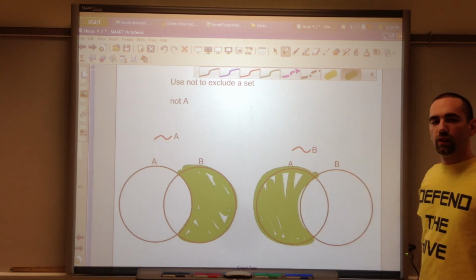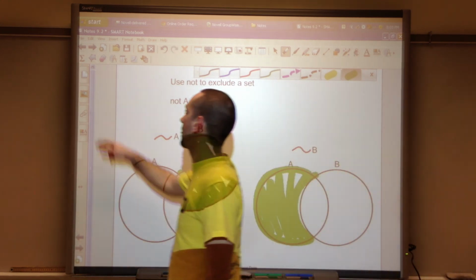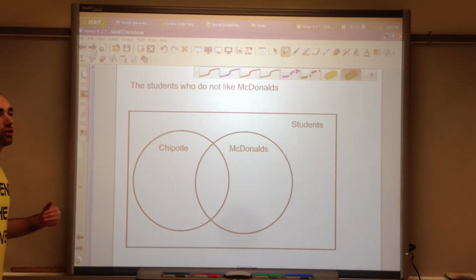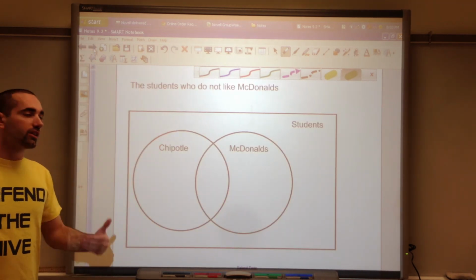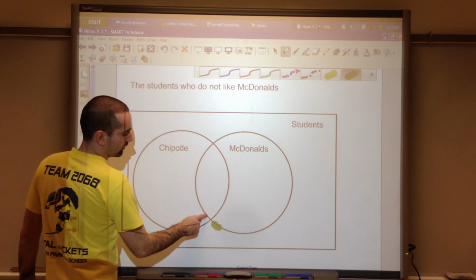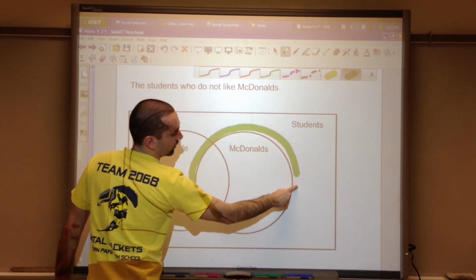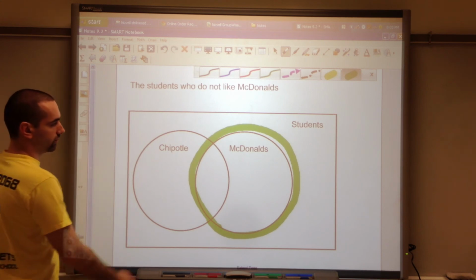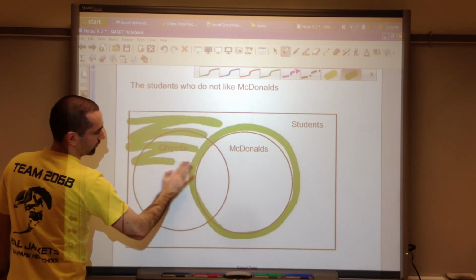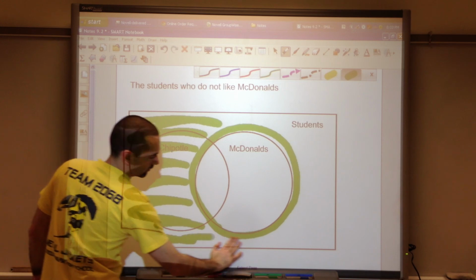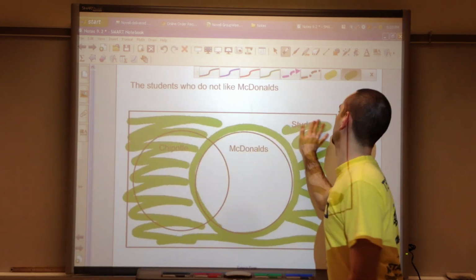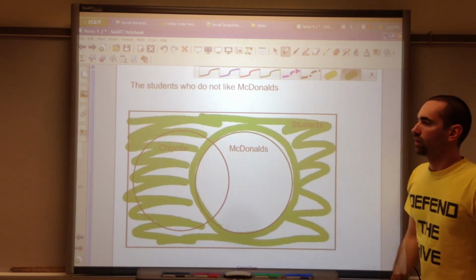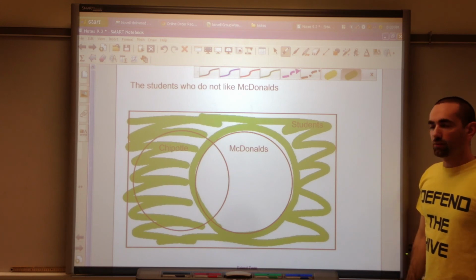Let's look back at our other example. Students who do not like McDonald's. So here's the McDonald's circle. Everything but that circle. Everything but McDonald's circle.